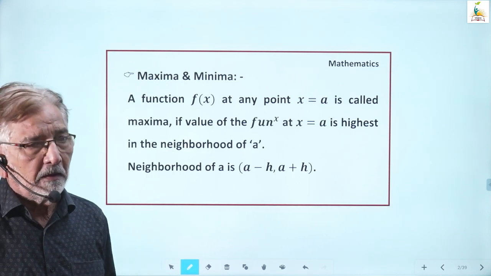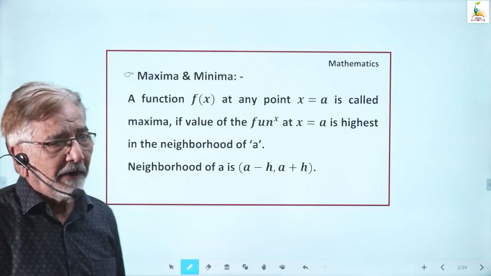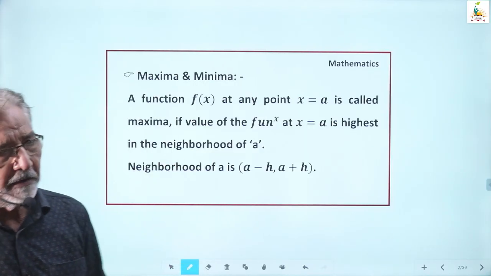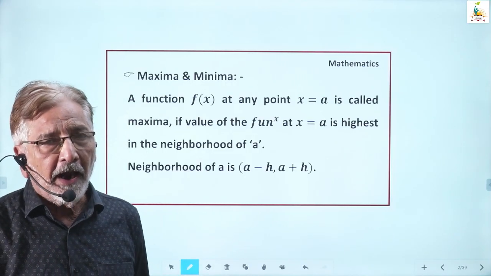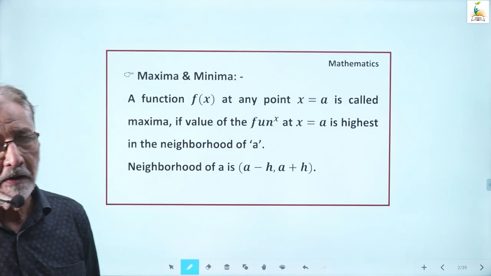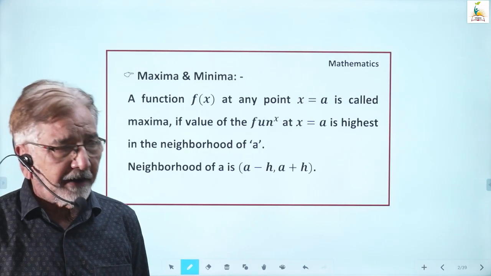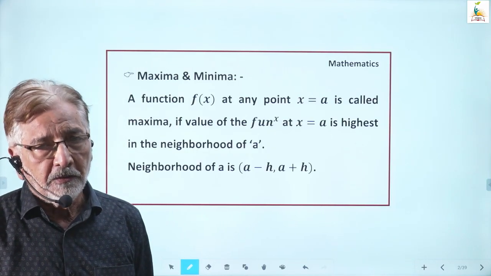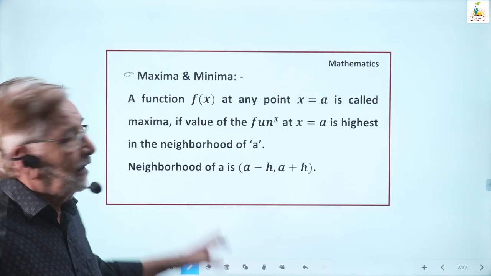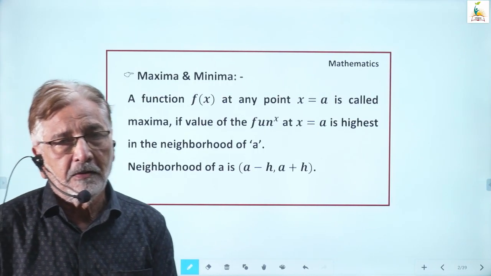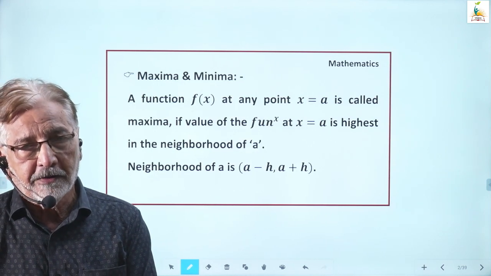Now, I shall introduce here the phenomena of maxima and minima. This chapter is very important from the point of view of examination. In every competitive examination, there are at least 2 to 3 questions. I shall try my best to simplify this chapter in such a manner that in competitive examination, you may do the question within 1 minute.